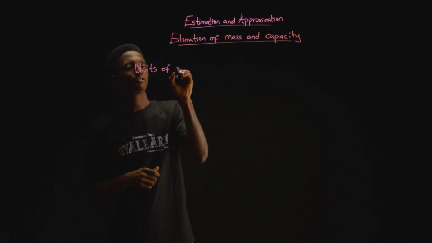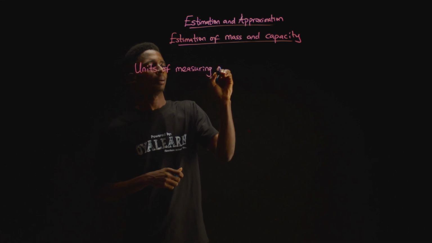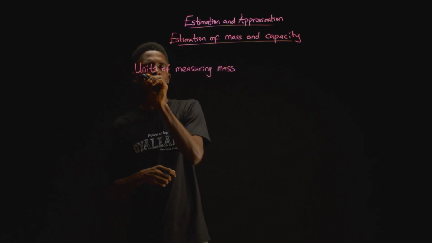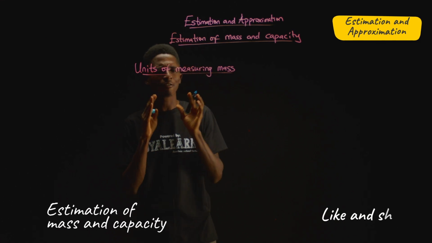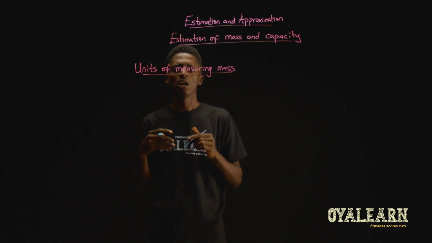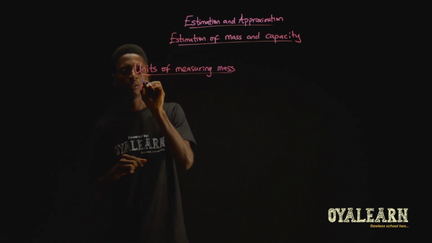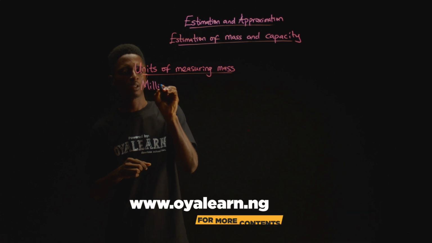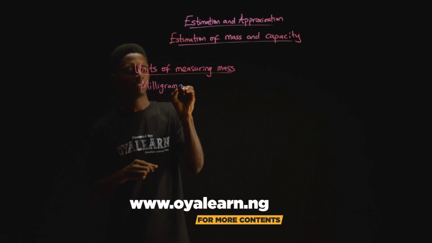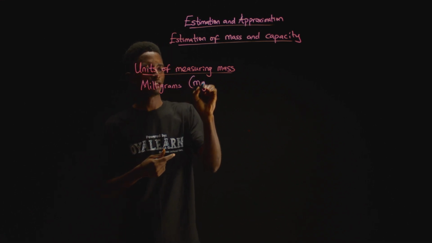Units of measuring mass. Now, for objects that are very light, I'm talking about the extreme of lightness, we measure this kind of objects in milligrams. The symbol for milligrams is mg.